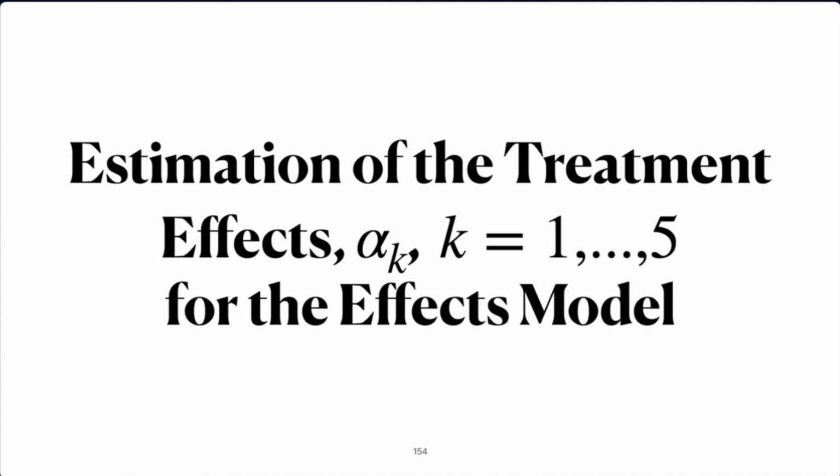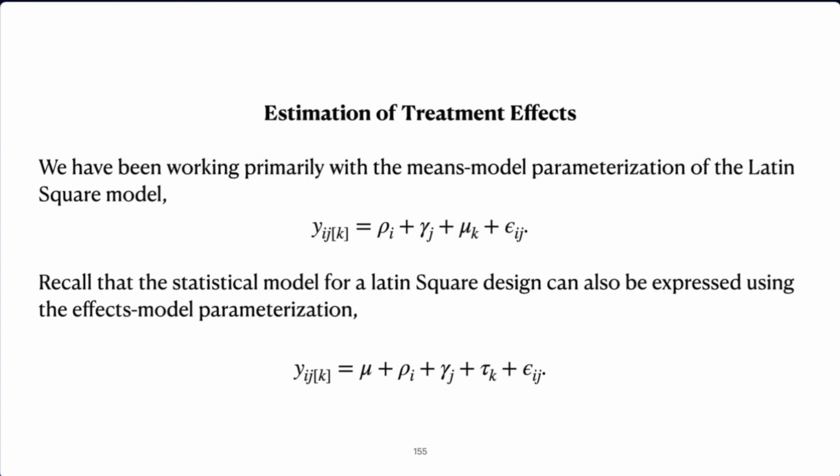All right, now let's talk just briefly about estimation of the treatment effects, the alpha sub k's, k going from 1 to 5, that are part of the effects representation of the model. We've been working primarily with the means model parameterization of the Latin square model, which is given here. What makes this the means model representation is that I've got the mu sub k here, the population treatment mean for the units receiving treatment k.